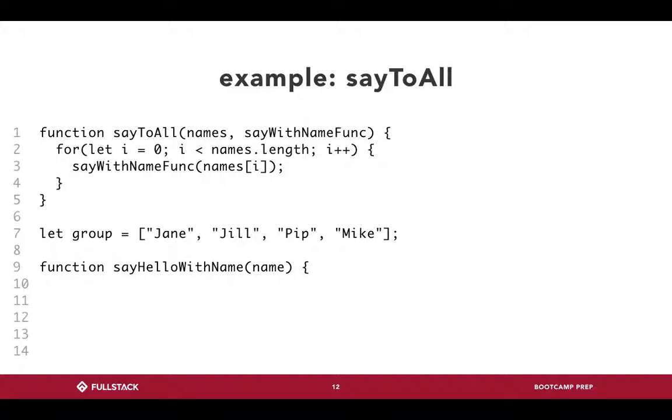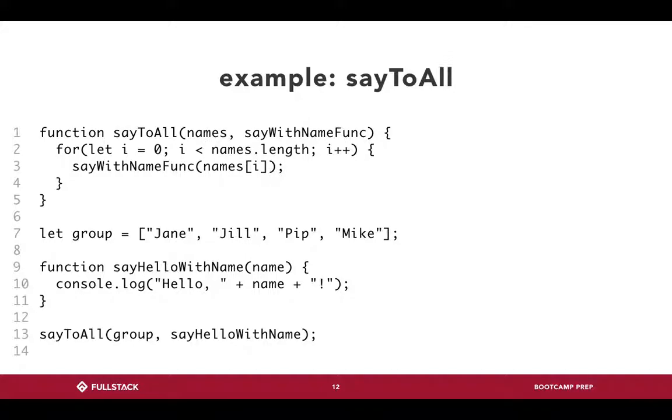All right, so here we have a function that's called say to all. And this is going to take in apparently an array of names and something called say with name func, which we're assuming is a function because they're going to try to invoke it no matter whatever it is. Down here we make a list, we make an array of strings, and we define a really small function that takes in a name and logs out hello with the name. So you kind of see what we're building to here. We have a list of names, we have a really small function here that just takes in one name.